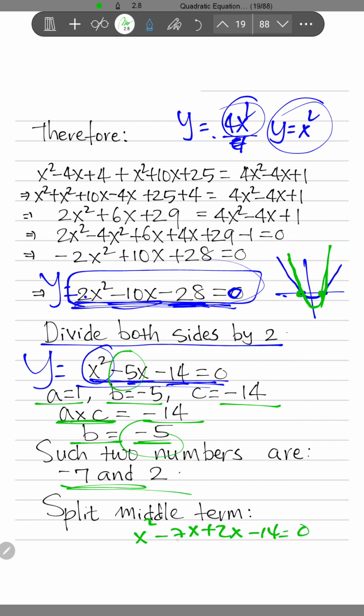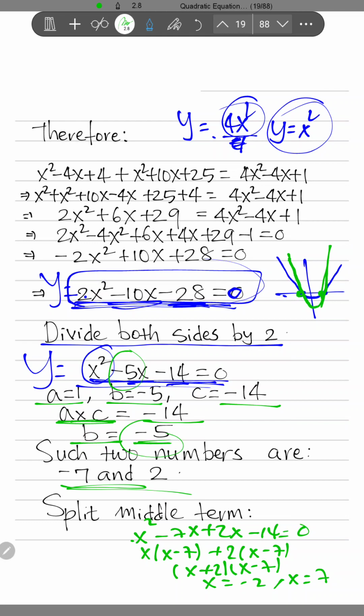We can put it this way. The common term here is x, so x into x minus 7. I have now x minus 7 here. Then what I have here is 2, right? Then it's a plus. Then it is x plus 2 times x minus 7, so x is equal to minus 2, x is equal to 7. That's how I put it.